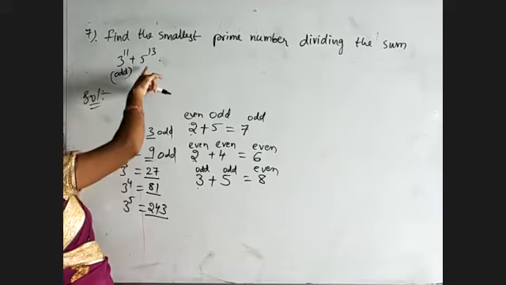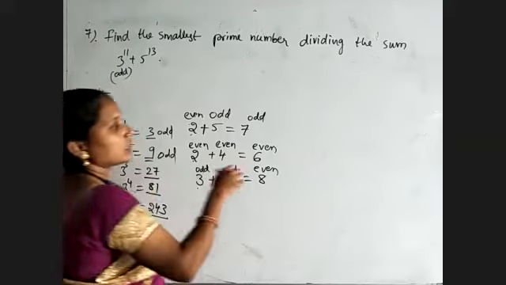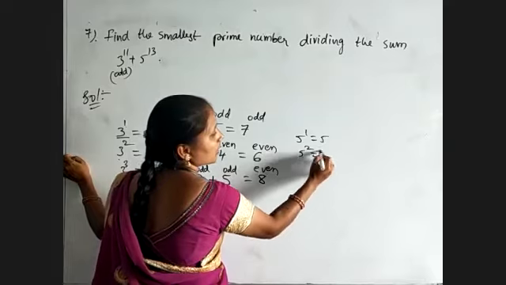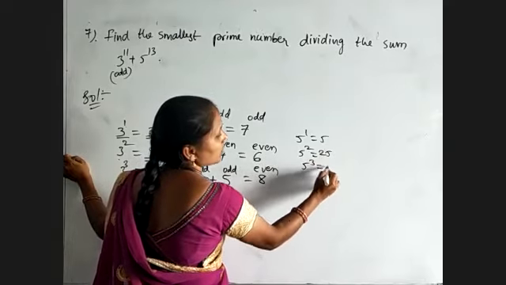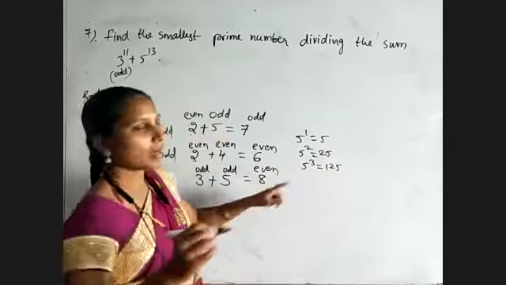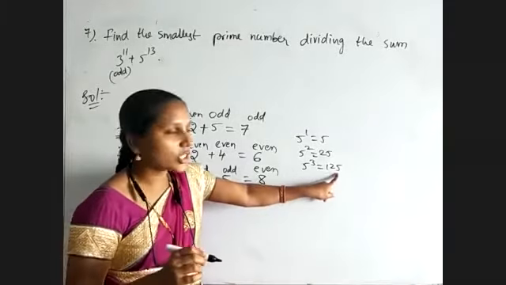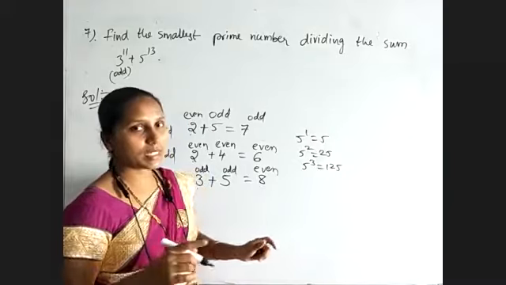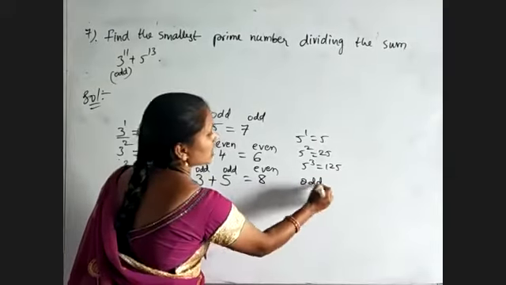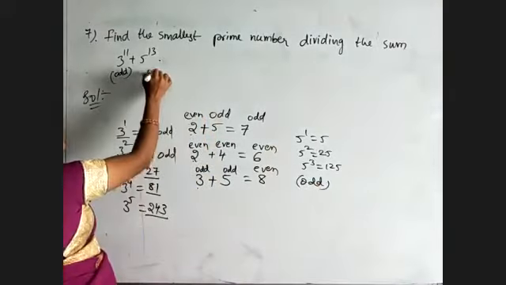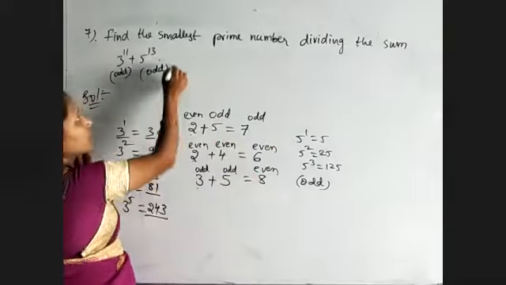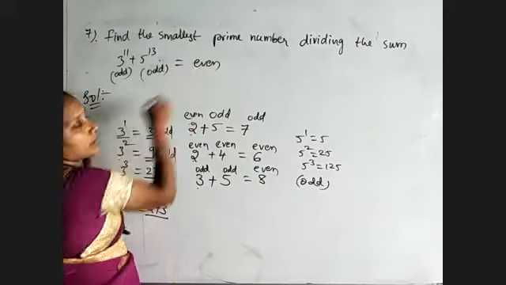Okay. Now coming to 5 to the power of 13. See, 5 power 1 is equal to 5, 5 square is equal to 25, 5 cube is equal to 125. However many times you multiply 5, the last digit you will get is 5 only. So the last digit is 5, which means it is an odd number. That means 5 to the power of 13 is also an odd number. Odd plus odd, we will get an even number. So the sum will be an even number.